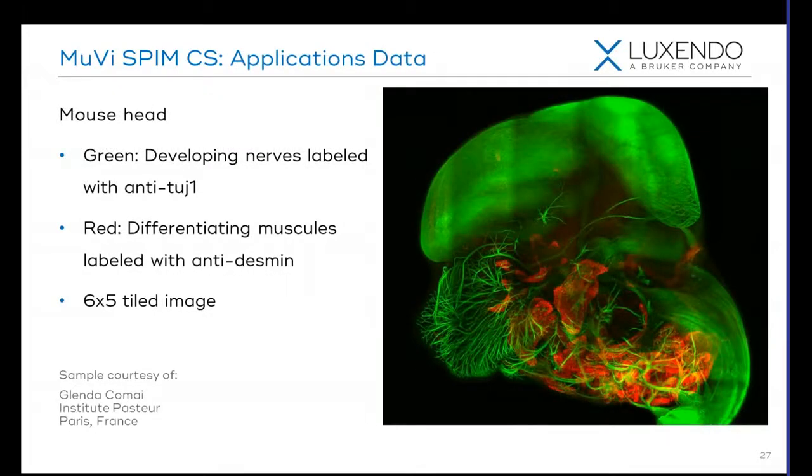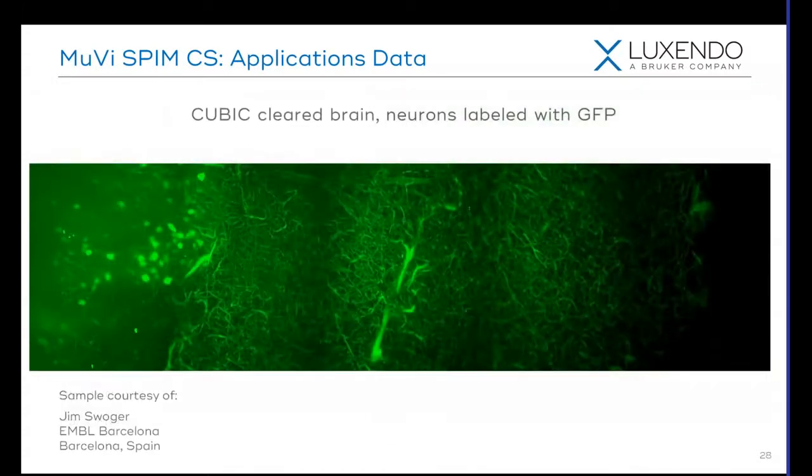To highlight this, we have a mouse head here. Here we've labeled the developing neurons in green and the differentiating muscles when bred. And this is a 6x5 tiled image, highlighting the ability to capture these really large fields of view at very high resolution. Here I'm showing you a cubic cleared brain. So we're imaging about 10 millimeters deep into this.